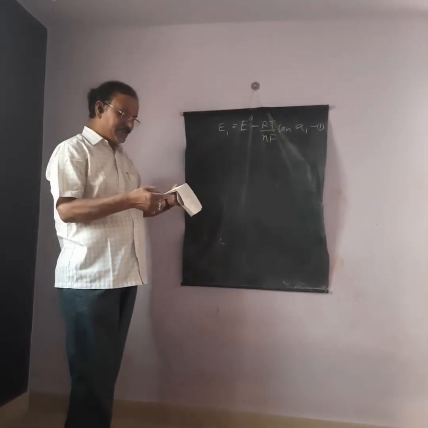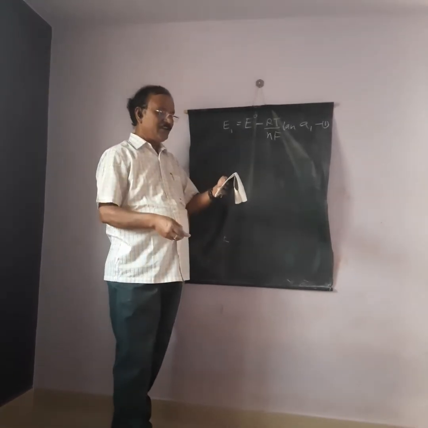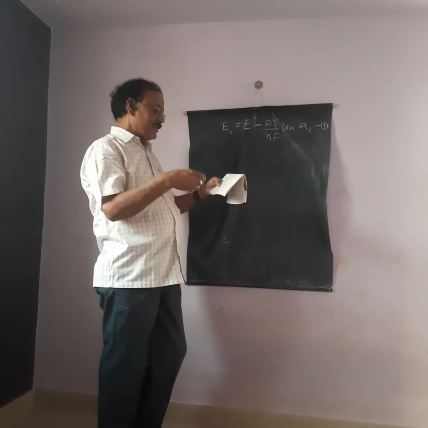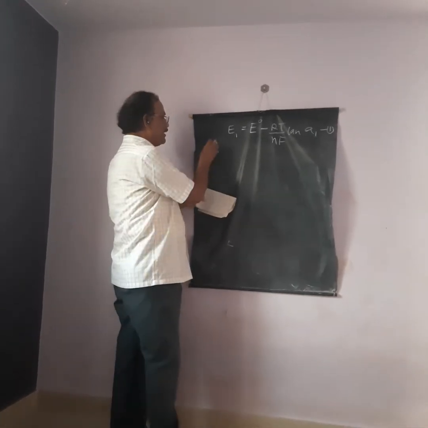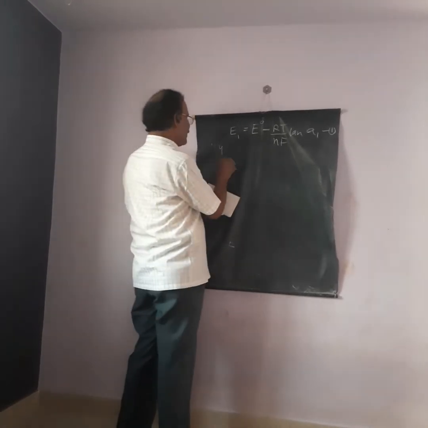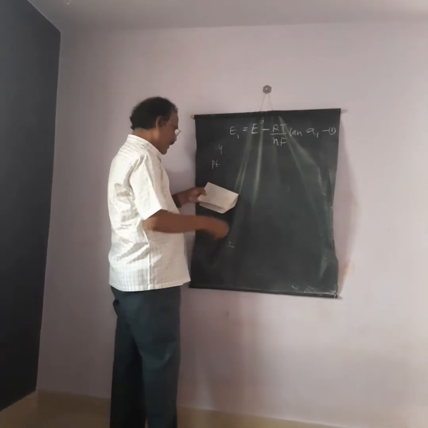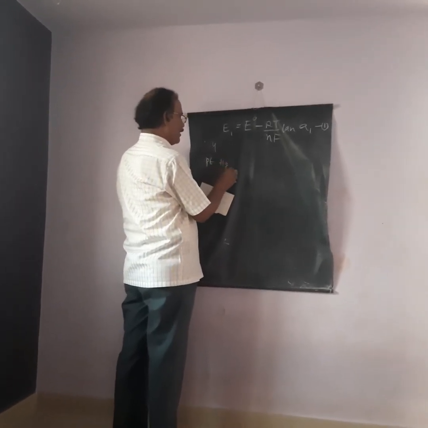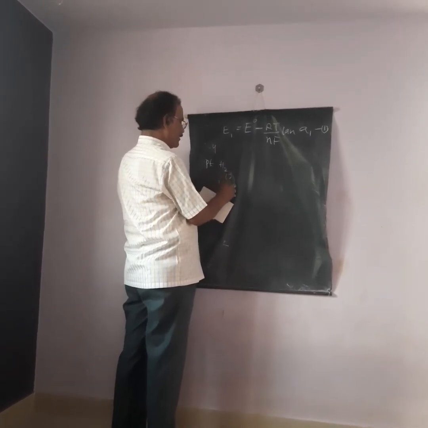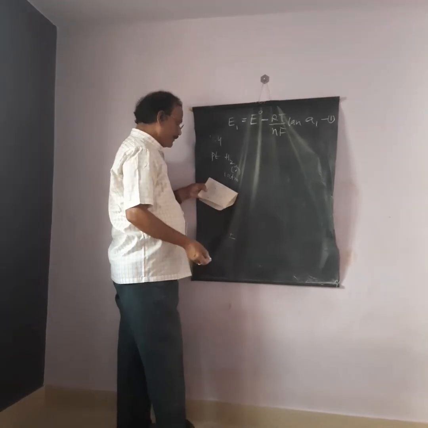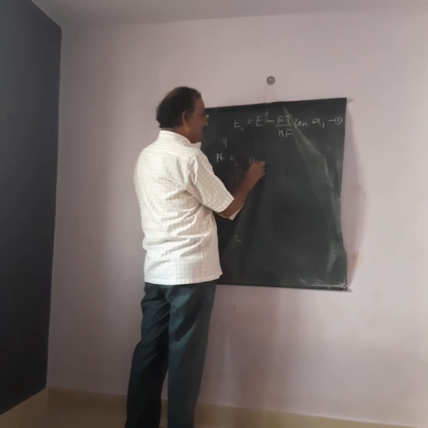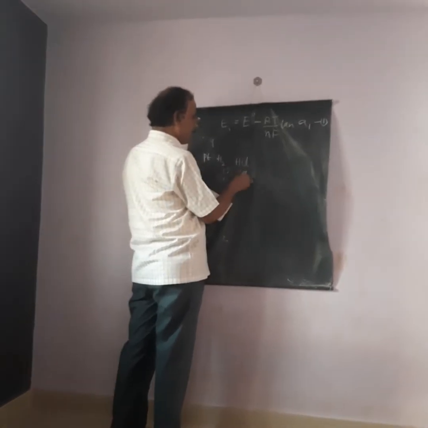Now consider the same cell with a different activity of HCl, A2. That is, you can take another cell with the activity of HCl as A2. That is, plotting H2 gas at 1 atmosphere in contact with the HCl solution where its activity is A2.